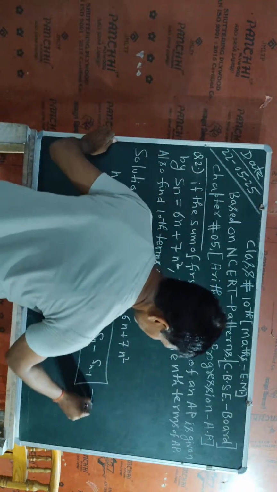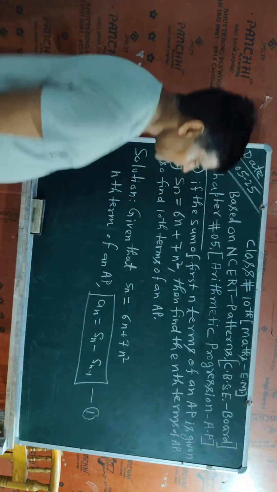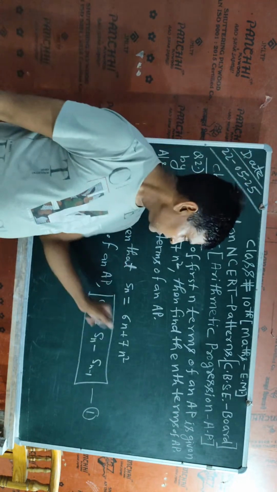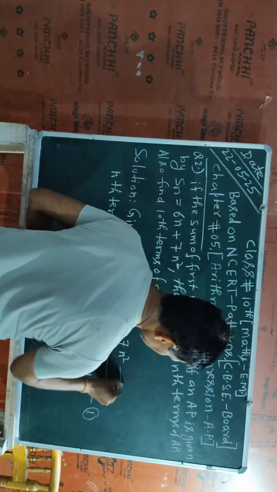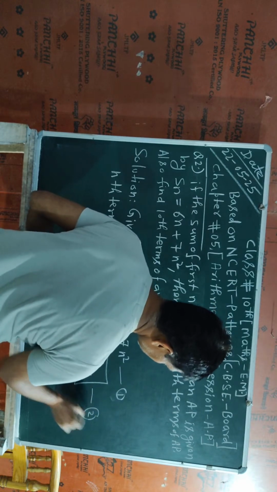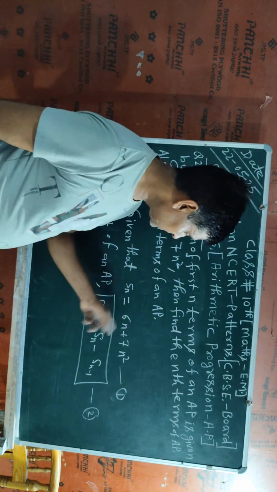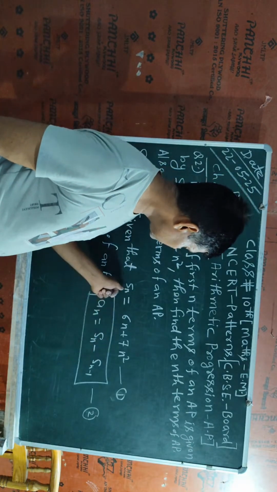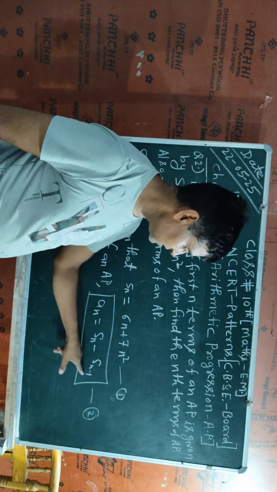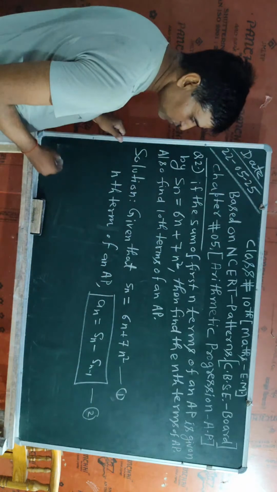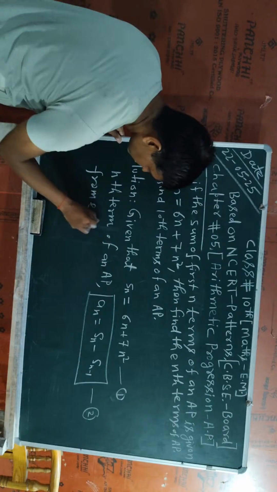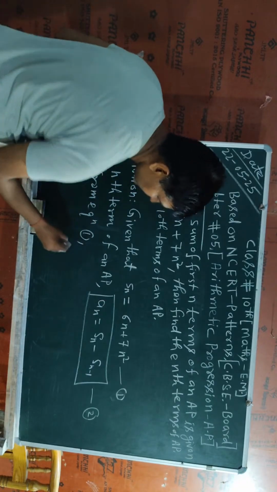Now I will say this is equation number 1, and this will be equation number 2; I will explain systematically. Putting the value of n as n minus 1, and after substituting, I will get the value of S_(n-1). So from equation 1 we can write.